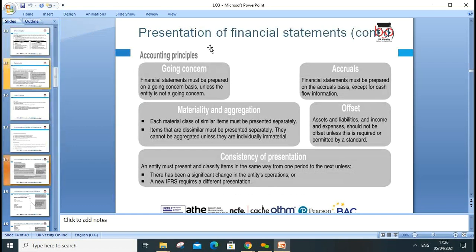Okay, so going concern means the business will carry on doing normal operations. Next, within 12 months, they are not going to be liquidated. So that's what is meant by going concern.